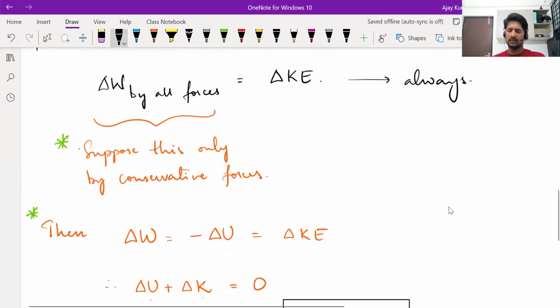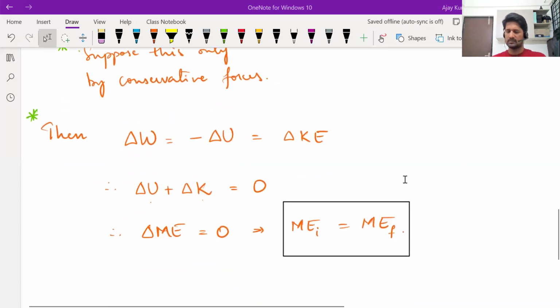How? The work kinetic energy theorem proves that work done by all forces on a system is equal to the change in kinetic energy of the system. And if the work done by all forces put together is the work done only by conservative forces, then the left hand side becomes the negative of the change in potential energy. And then you send it to the right hand side. Change in potential plus kinetic energies becomes zero. That means the change in mechanical energy is zero.